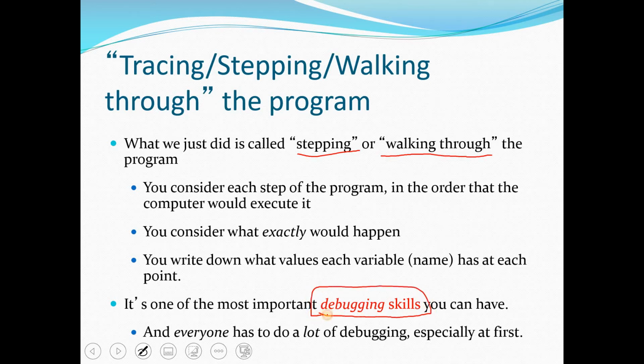Debugging skill means that bug means mistake. Bug is normally an insect, any small insect. So a bug in the code means it's a mistake. Debugging means removing the mistakes. So debugging is very important because all the time when you write code, errors will occur.